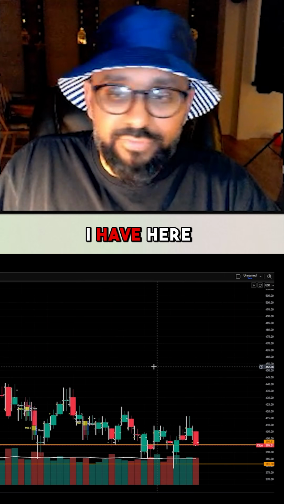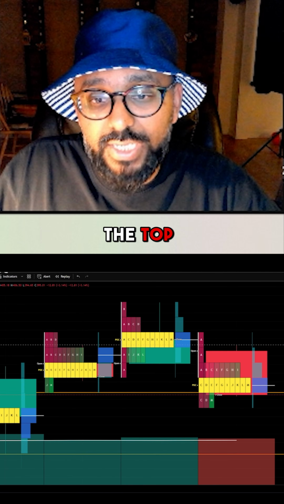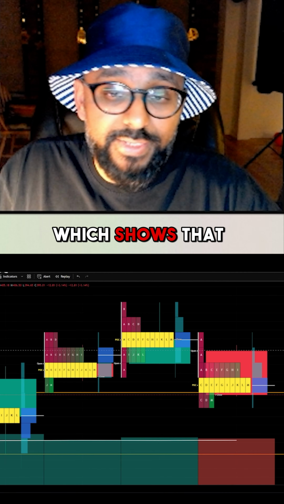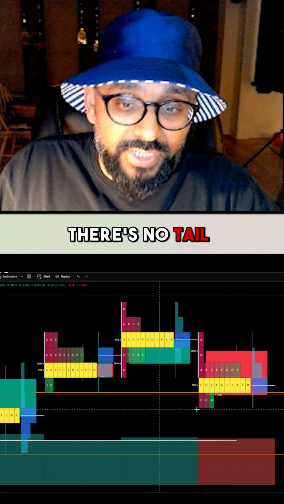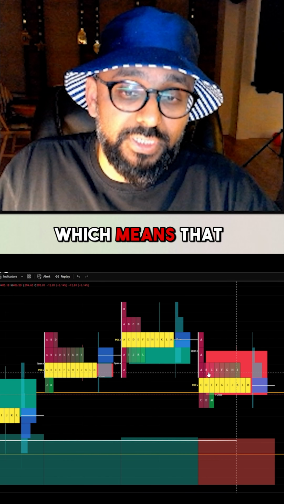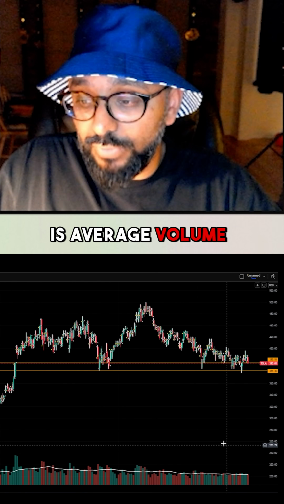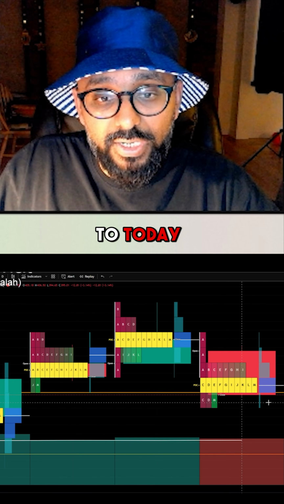The last stop I have here is Tesla. When I look at the market profile, I can see a tail at the top. That's a selling tail, which shows that this is buyer exhaustion. There's no tail at the bottom, no selling exhaustion at the bottom. There is range extension lower, which means that sellers initiated an auction further lower. Volume is average volume, and the value from yesterday to today is lower.